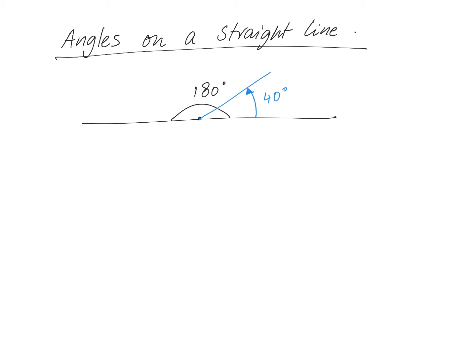So what would the remaining part be? If the entire thing is 180, then this means that this is 140. And this is 40. 140 plus 40 makes up 180.